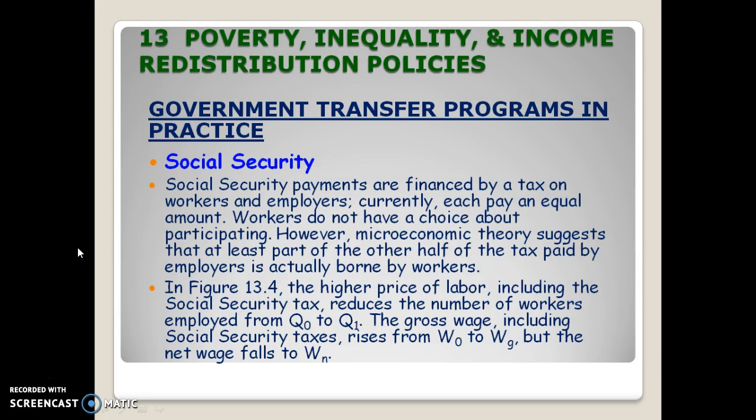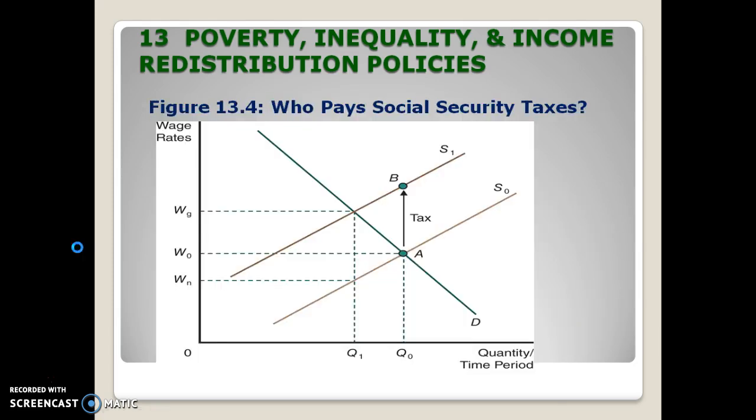So the Social Security program is a very important program as an entitlement program where the government transfers money from individuals and businesses to individuals and businesses.